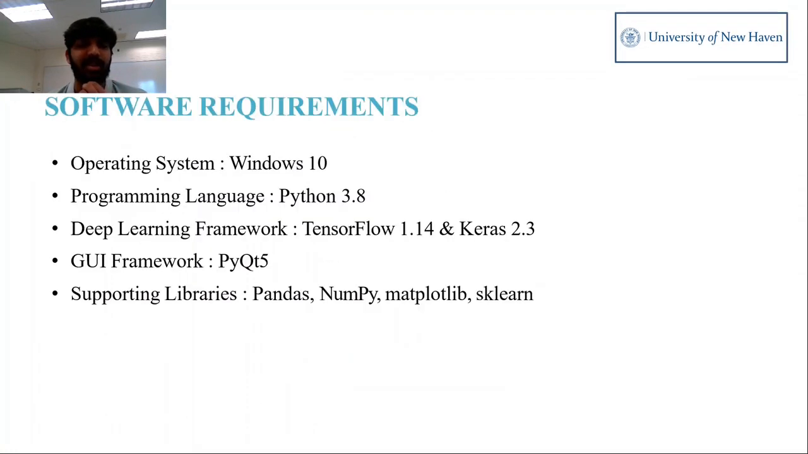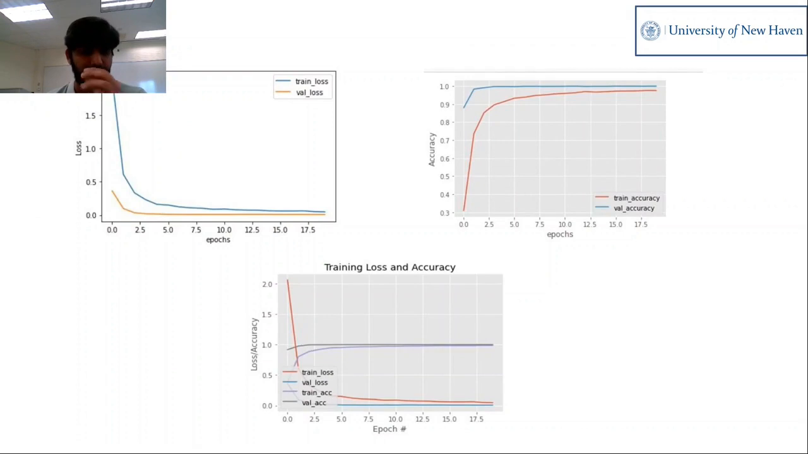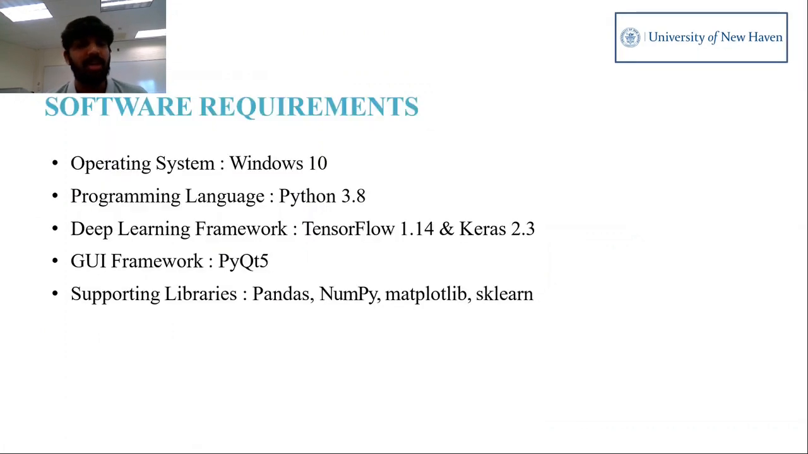These are some of the plots from my data, and you can see the training loss and accuracy against epochs. The software requirements are operating system Windows 10 plus and Python 3.8 with TensorFlow, and the GUI is PyQt5, and Pandas and Matplotlib are used for the plots and all the other things, like converting the data and reading the dataset.